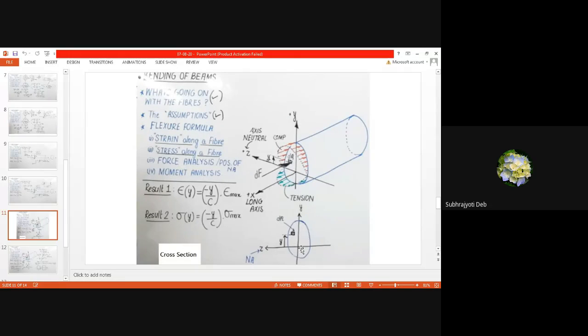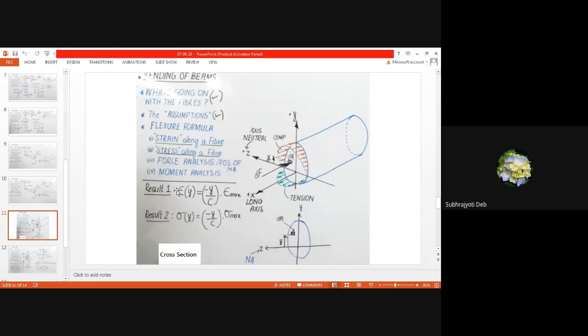So this is the cross-sectional area. For doing the force analysis, or finding the position of the neutral axis: this is the neutral axis, but we do not know its position, where it is located. So to determine the position of the neutral axis, some analysis of force is required. We'll see how it is done.